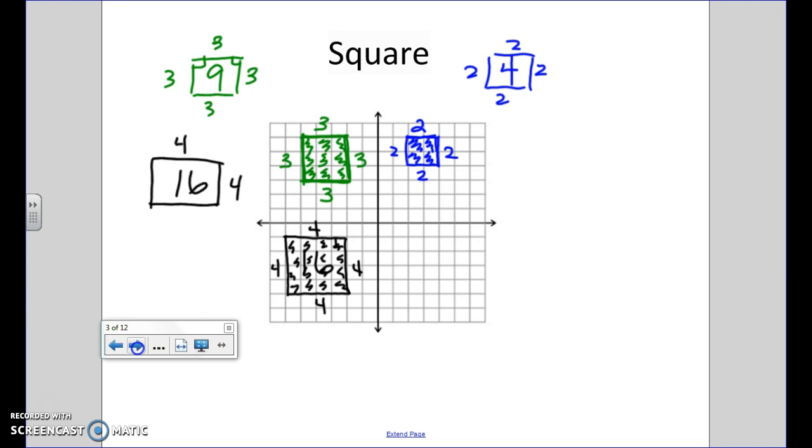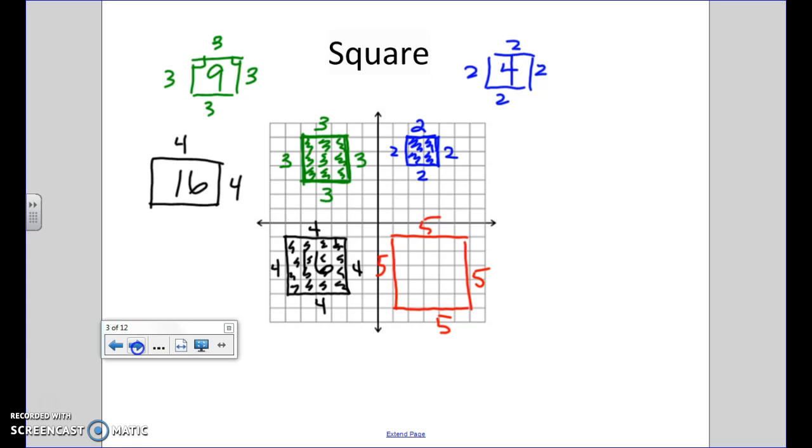Let's try one more here. What if I had a 5 by 5? That's 5 long on every side, and of course they are all right angles. How much space would I have inside? Well, instead of trying to figure this out by counting up, because the squares are getting to be a lot, let's see if I can find a pattern.